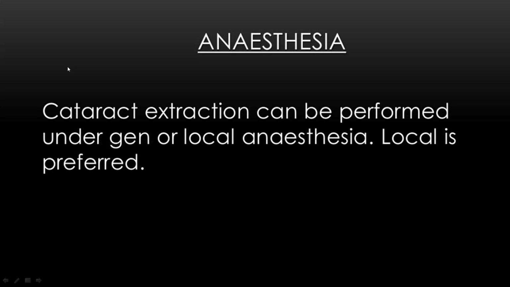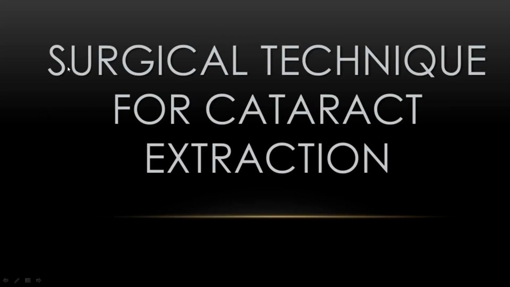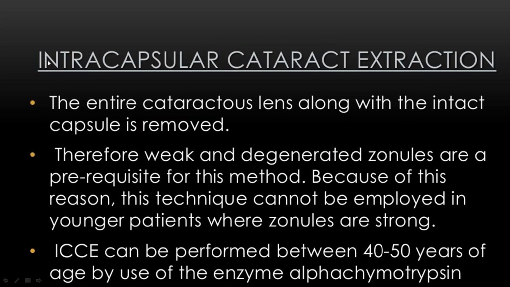So what anesthesia do you do a cataract extraction under? It's done either under local or general anesthesia, but local anesthesia is preferred. Surgical techniques for cataract extraction: there is the intracapsular cataract extraction, in which the entire cataractous lens along with the intact capsule is removed. Therefore, weak and degenerated zonules are a prerequisite for this method. Because of this reason, this technique cannot be employed in younger patients whose zonules are strong. ICCE can be performed between 40 to 50 years of age by use of the enzyme alpha chymotrypsin.